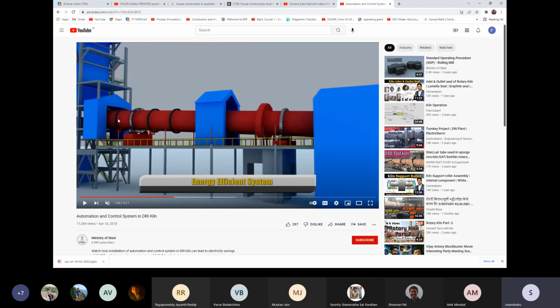So this is a typical animated video of the kiln. The solids are fed, and it is an inclined shape so that the solids will move by gravity. As it moves, it will rotate. During rotation, solids are circulated or mixed. That way, you get mixing of the solids by sending the hot air from the other side in a countercurrent way. The hot air comes and heats the solids.